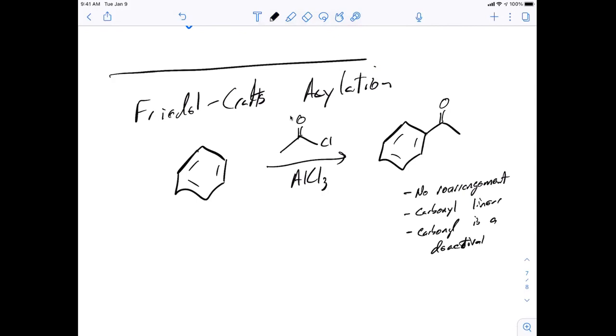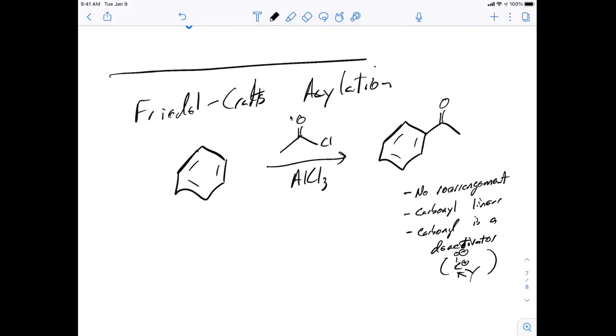And we'll get into a long discussion of deactivating groups. But the reason for that is that we have this positive right outside the ring. That pulls a lot of electron density. So the carbonyl is a deactivator. Why is it important that the carbonyl is a deactivator? Are we going to get more than one addition? No. So the Friedel-Crafts acylation takes care of a few of the things that Friedel-Crafts alkylation had.